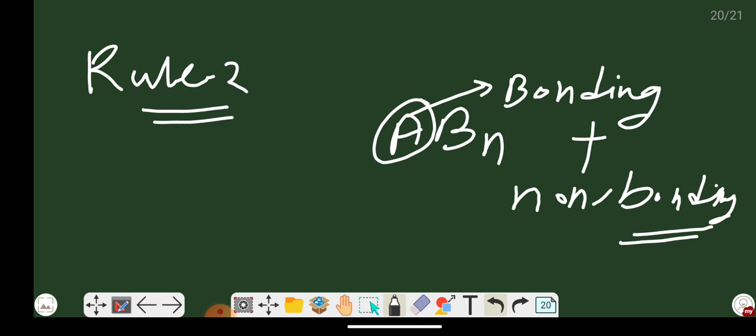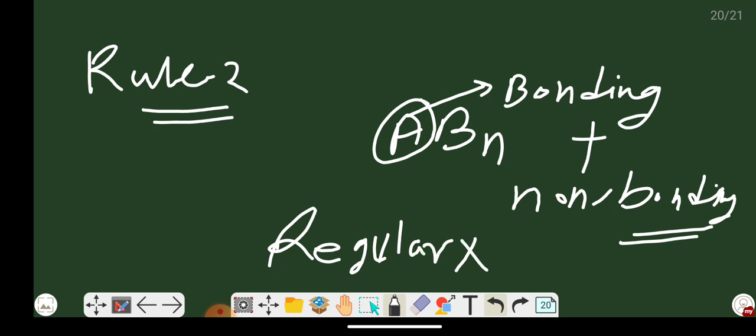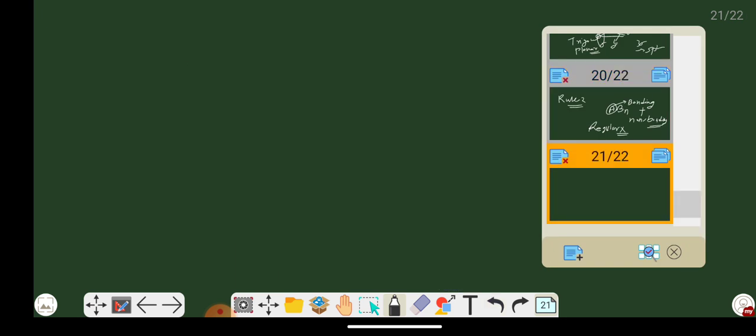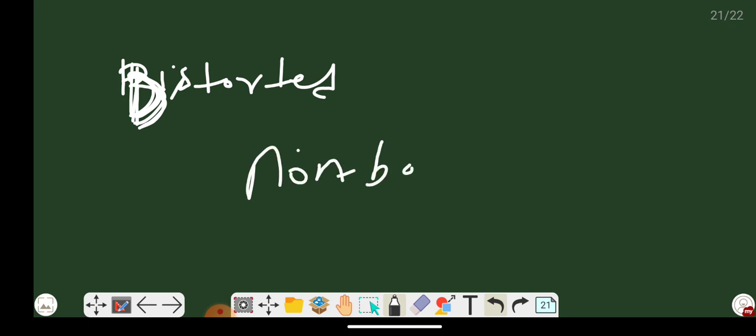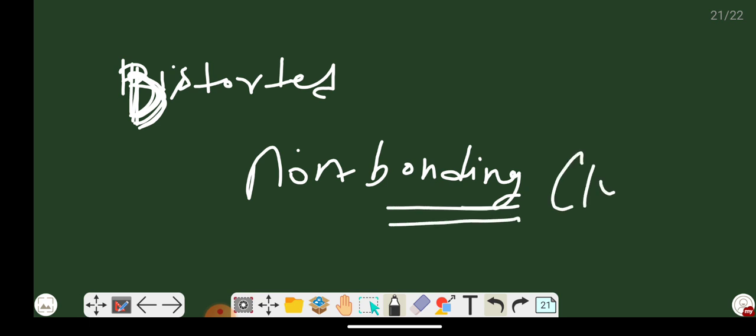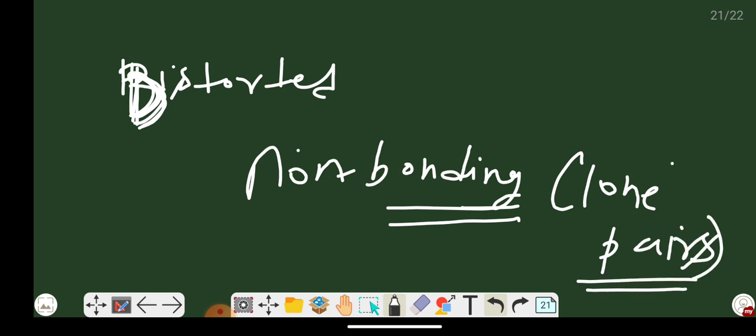then the symmetry of the molecule is not regular, and it has distorted symmetry. The distorted symmetry is mainly due to the presence of non-bonding electron pairs. This distortion is caused by non-bonding electron pairs, that is, lone pairs.